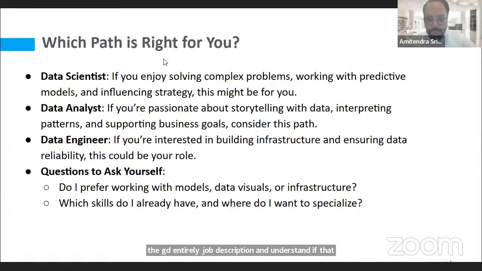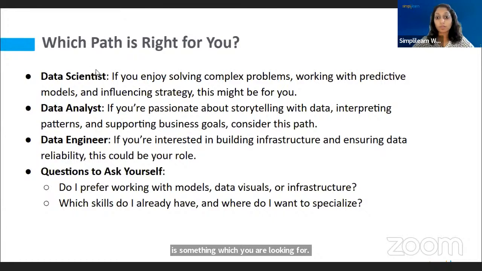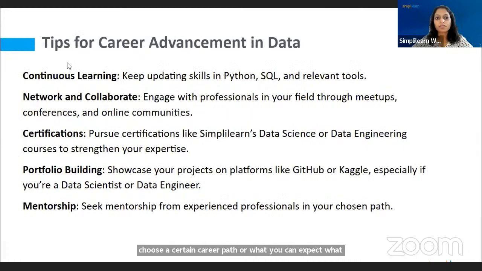Okay. Got it. Great. So I think this answers most questions about how to choose a certain career path, and what you can expect, what you are expected to do in a certain career path. Now let's just understand how you can expand your career, enhance your career in data.